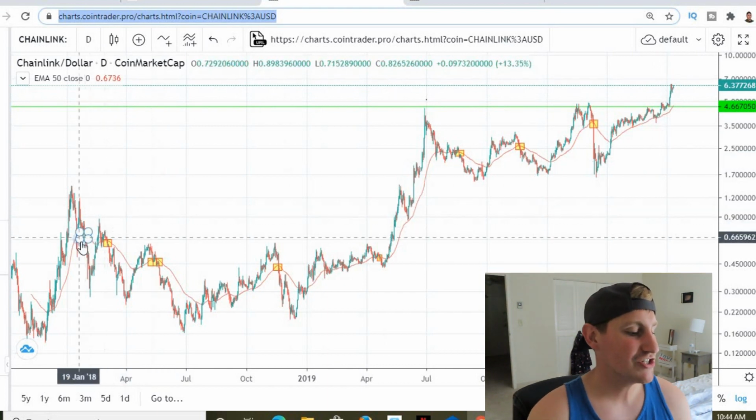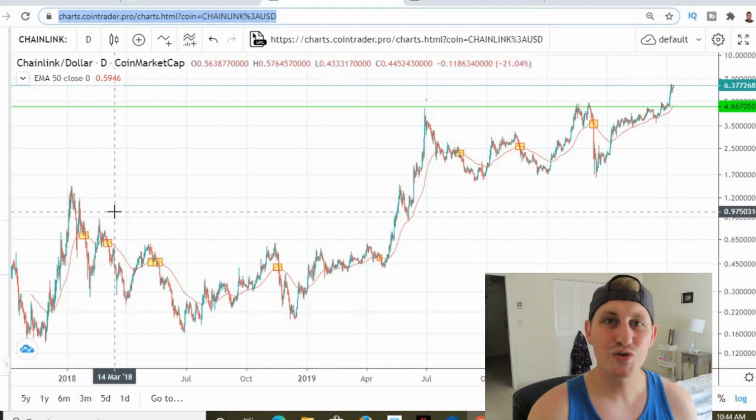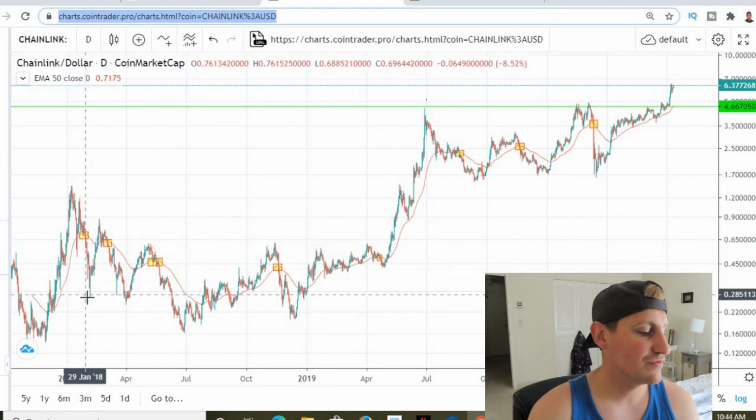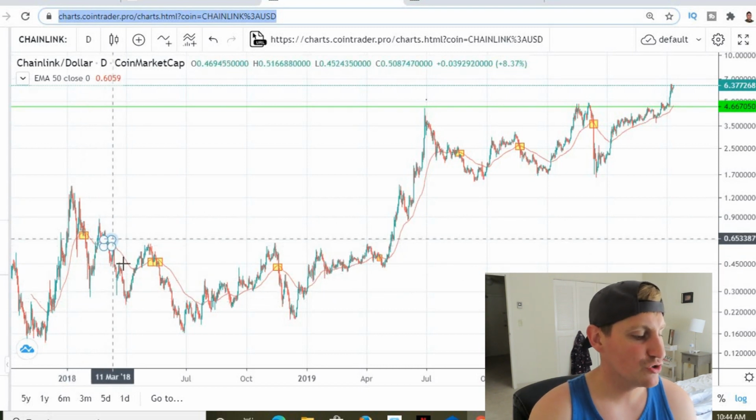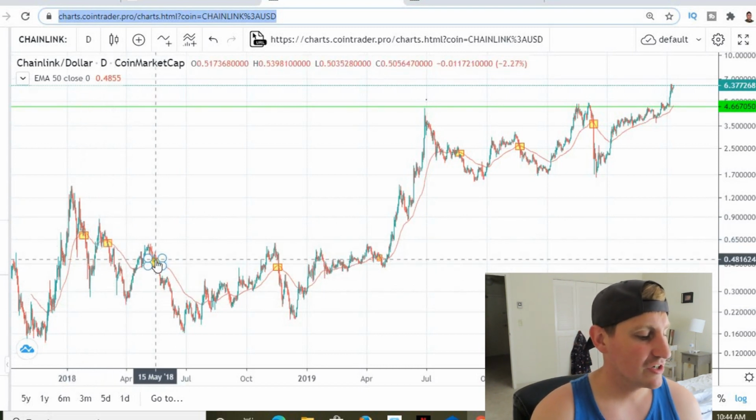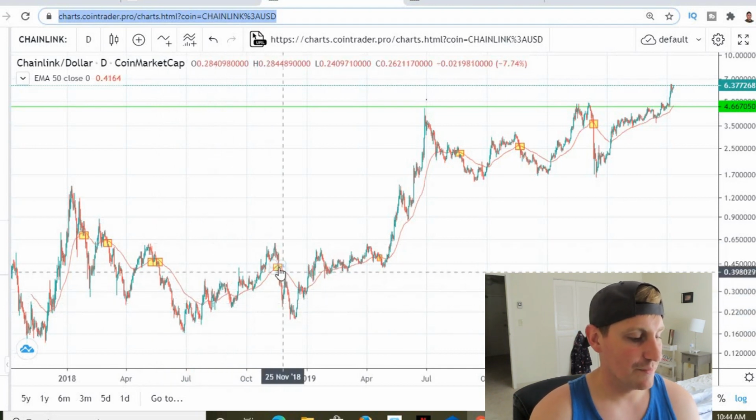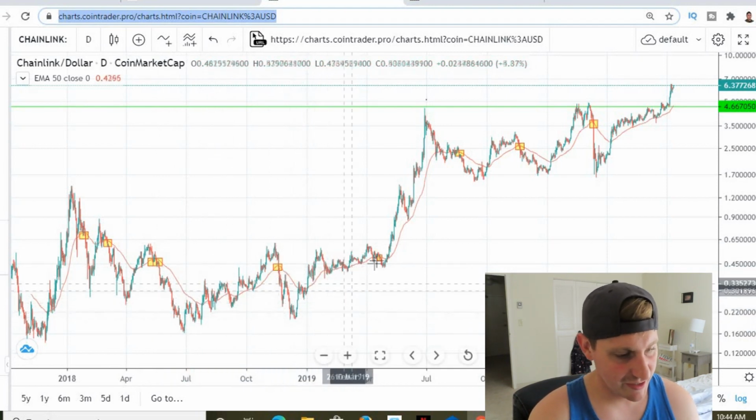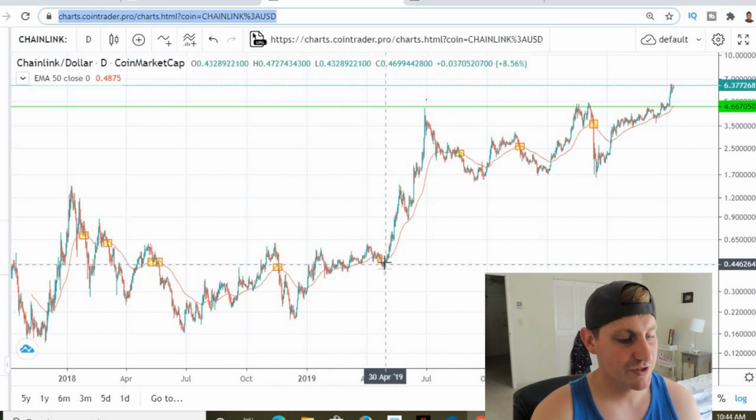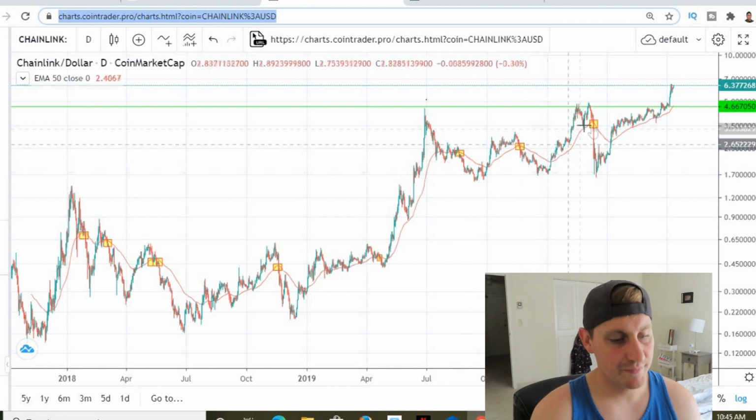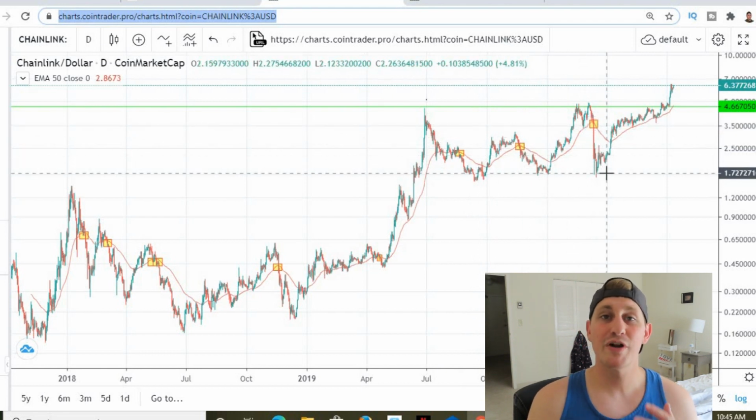As you can see here, each time we drop below it, we get a huge move to the downside. We broke through here, we got a huge move to the downside. Here, huge move to the downside. We got a few little fake outs here, but here, huge move to the downside. Here, we got about a 30% move to the downside. Each time we break through the 50 EMA, we see a huge correction for Chainlink.